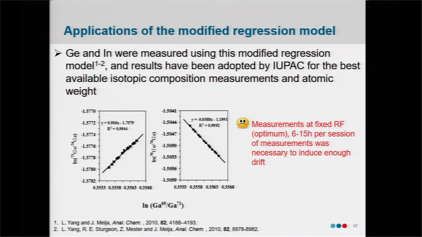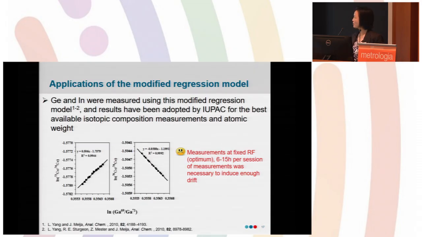However, the measurement in the early days was at optimum plasma condition. In other words, we measured at a fixed RF power. The instrument is quite stable, especially after warming up. Therefore, we needed a much longer measurement time for each session. In the early days, we used 6 to 15 hours to generate enough drift for the linear relationship. So this is why this model was not widely adopted in the early days.